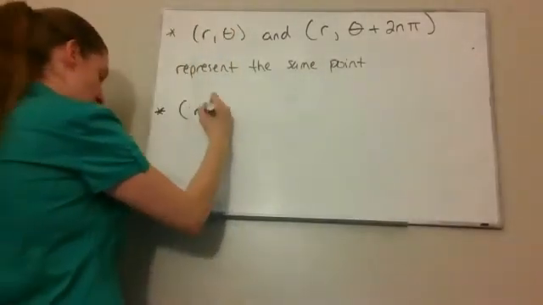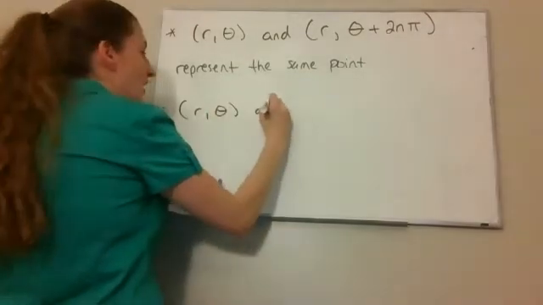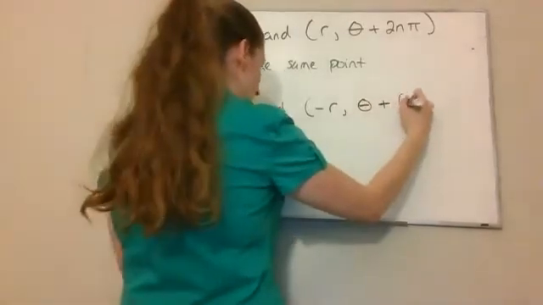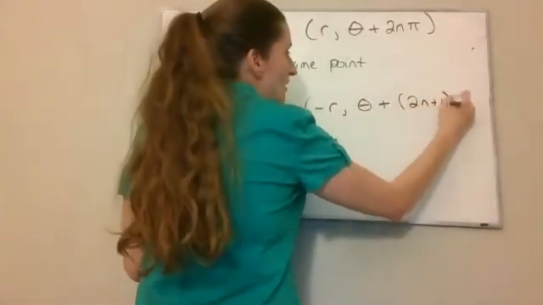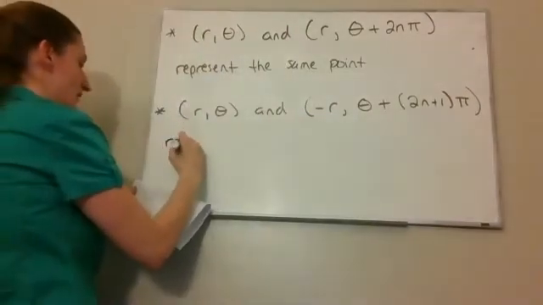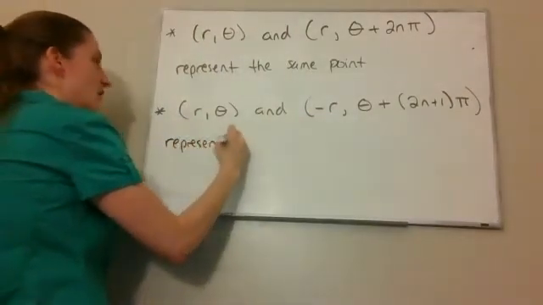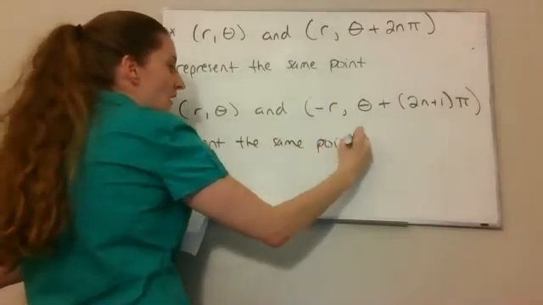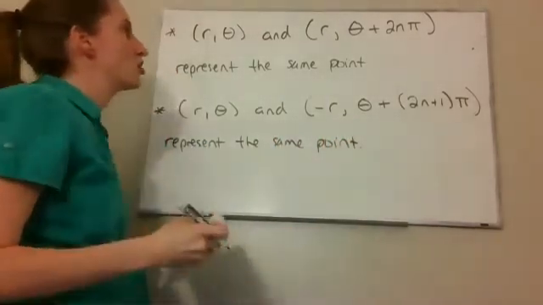Also, (r, theta) and (negative r, theta + (2n+1)π) represent the same point. And again, n is an integer.